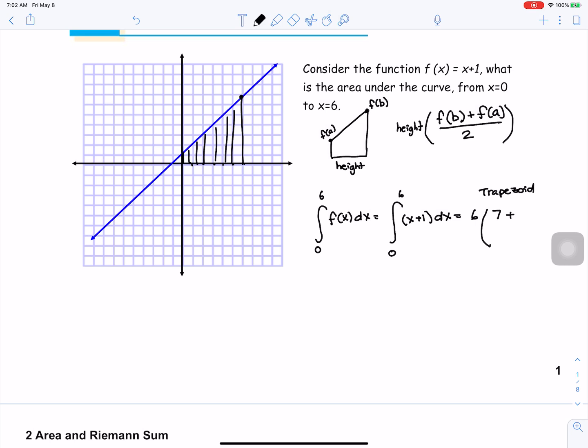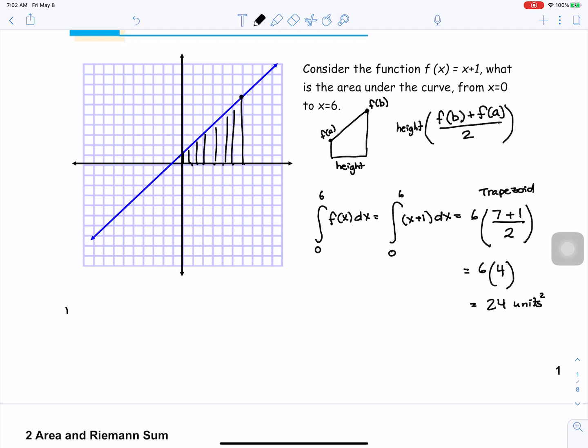I take my other height, which is 0 being subbed into the function, so that's 1, and I divide it by 2. So 6 times 4, 8 divided by 2 is 4, and 6 times 4 is 24 units squared.